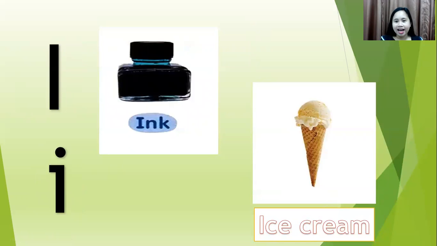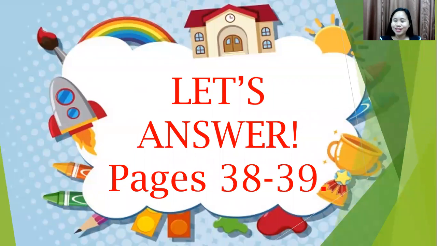Next is letter I. Again, I. This is the capital letter I, and this is the small letter I. What is the sound of letter I? The sound of letter I is E. Again, E. These are the examples. Ink. Again, ink. Ice cream. Ice cream. Very good, students.